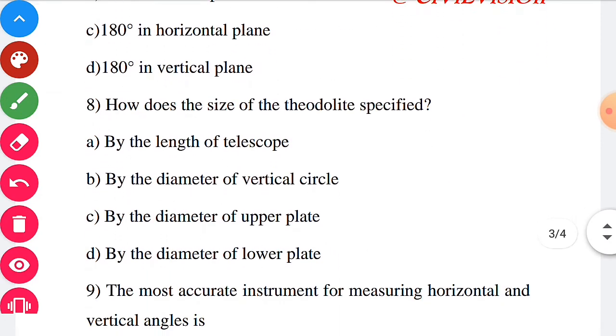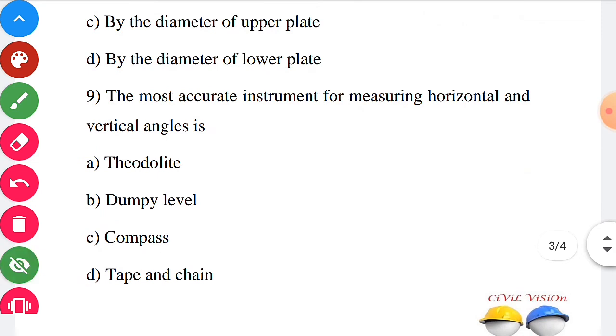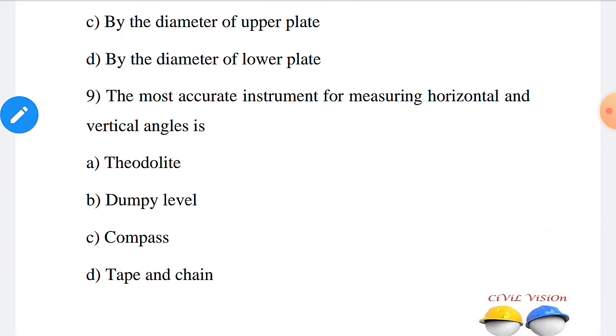Eighth one. How is the size of theodolite specified? Theodolite is specified by the diameter of the lower plate. Option D. Ninth one. The most accurate instrument for measuring horizontal and vertical angle is. The correct answer for this one is option A, theodolite, for measuring both horizontal and vertical angles accurately.